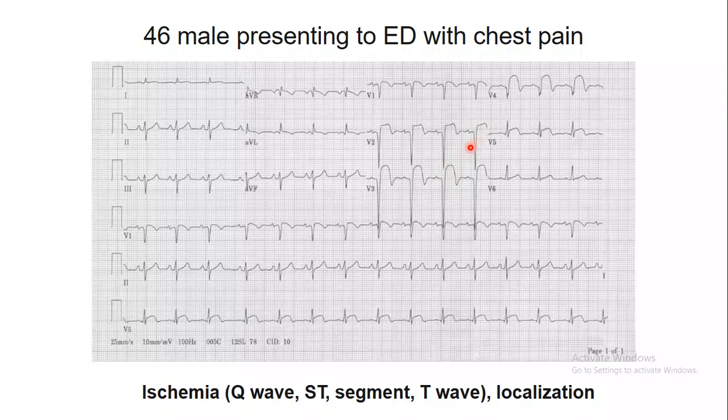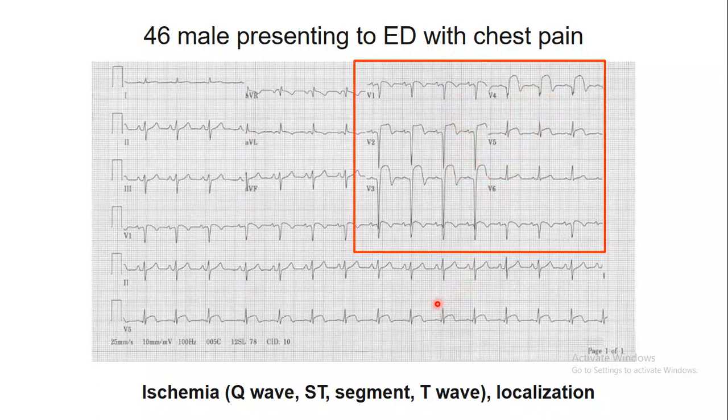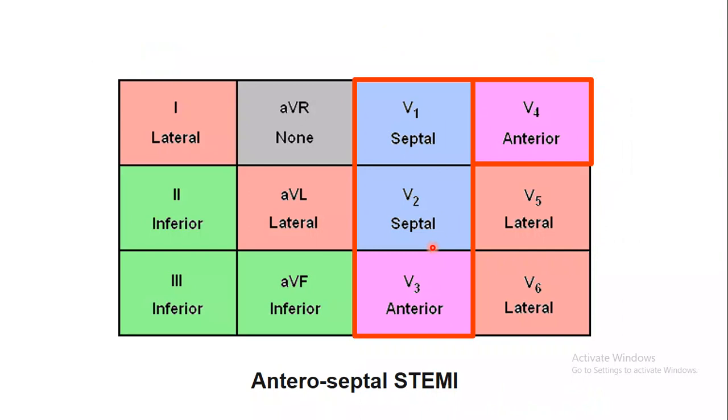The T wave, we have inverted T wave in the same leads. So the diagnosis here, we have an ST segment elevation on the septal and anterior leads, denoting anterior or anteroseptal ST segment elevation myocardial infarction. And here is how we localize the site of infarction. V1 and V2 are recording the septum, V3 and V4 looking at the anterior wall. So we have anteroseptal STEMI.